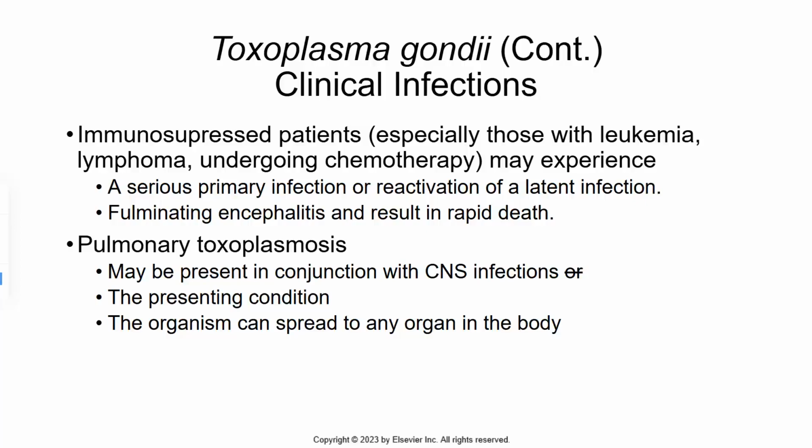Immunosuppressed patients, especially those with leukemia or lymphoma undergoing chemotherapy, may experience a serious primary infection or reactivation of a latent infection, fulminating encephalitis, and result in rapid death. Pulmonary toxoplasmosis may be present in conjunction with CNS infections. Whatever the presenting condition, the organism can spread to any organ.